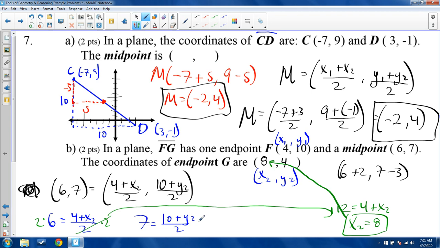And here, if I multiply both sides by 2 again to clear that fraction, 2 times 7 is 14. So we get 14 equals 10 plus y sub 2. Subtract 10, and y sub 2 equals 4, as you get right there. Kind of chicken scratch, but it's all good.